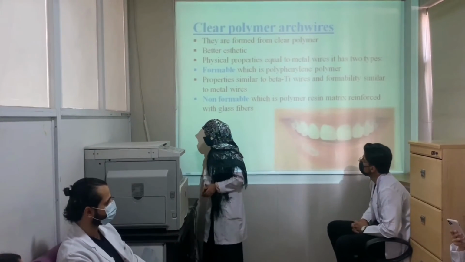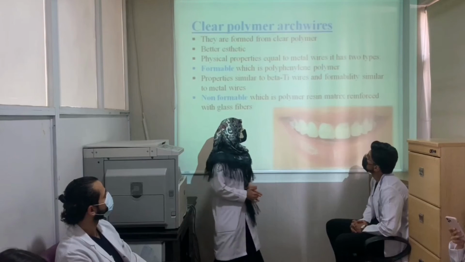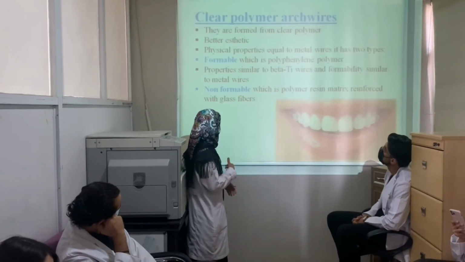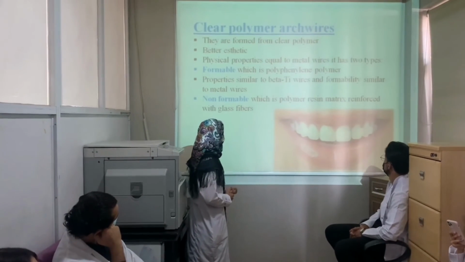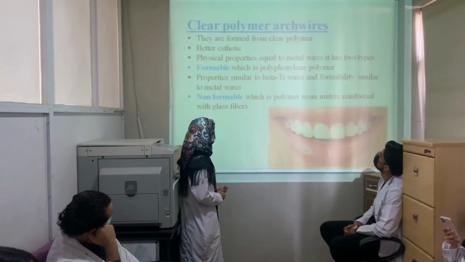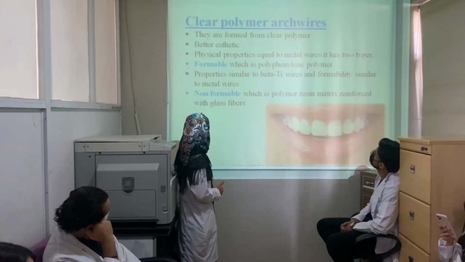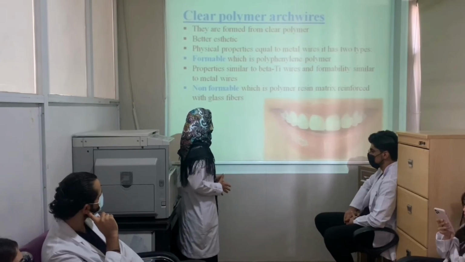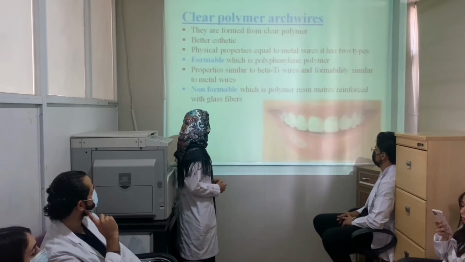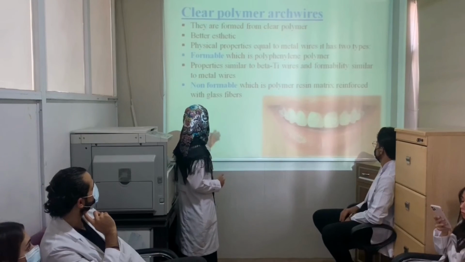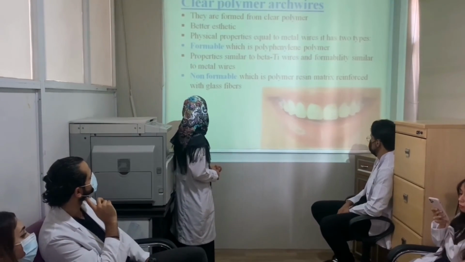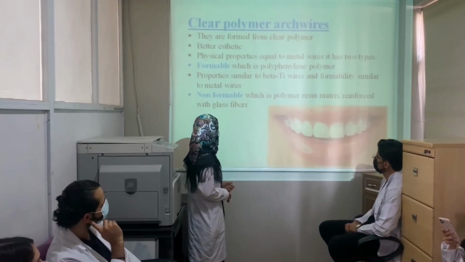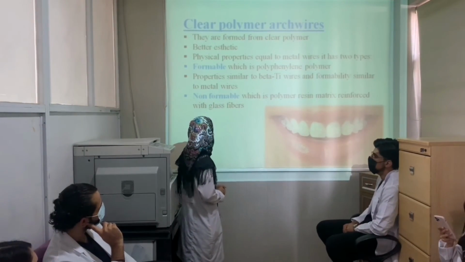We have clear polymer arch wires. They are formed from clear polymer. They have better aesthetic and physical properties equal to the metal wires. It has 2 types, formable and non-formable. The formable type, which is polyphenol polymer, has properties similar to beta titanium wires and formability similar to metal wires. The non-formable type is polymer resin matrix reinforced with glass fiber. And this is the picture of clear polymer arch wire.